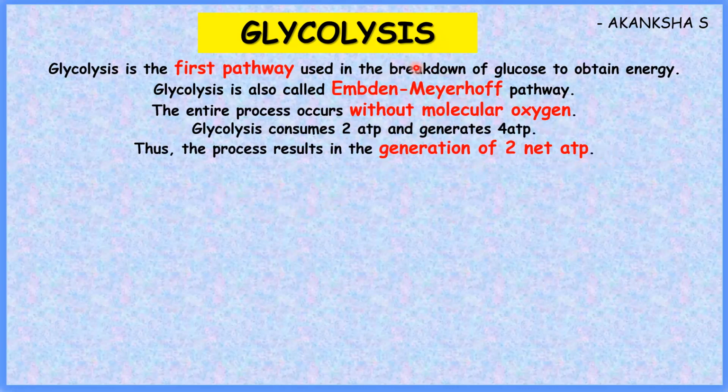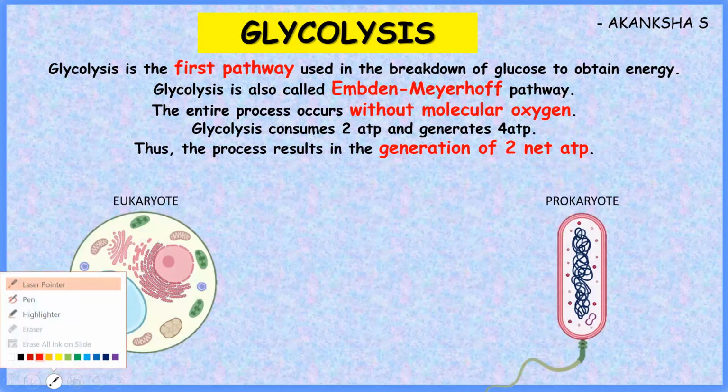Let's try to go through it. Breakdown of glucose to obtain energy. So how much energy are we getting? 2 net ATP, adenosine triphosphate. Always remember, ATP is the energy currency of the cell. So definitely we are bound to get some ATP molecules, right?